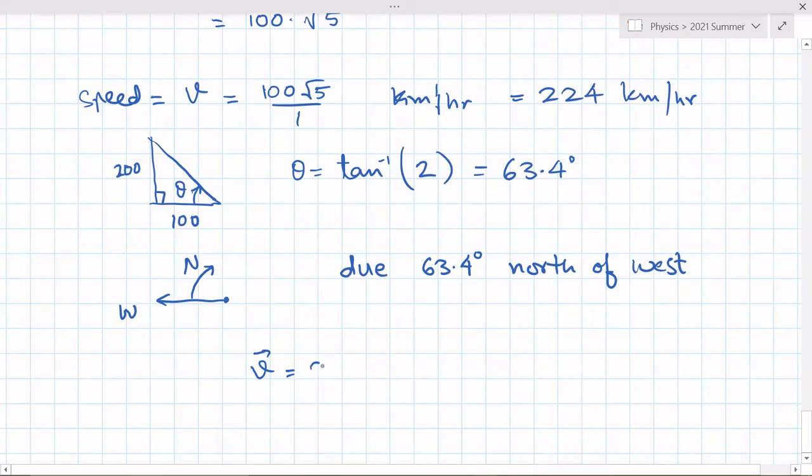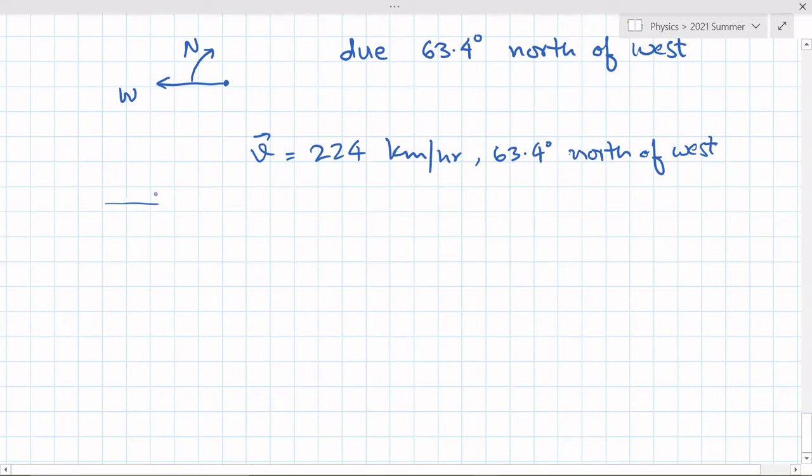Velocity is 224 kilometers per hour, 63.4 degrees due north of west. We've already used this idea, but let us define velocity and acceleration in these scenarios.